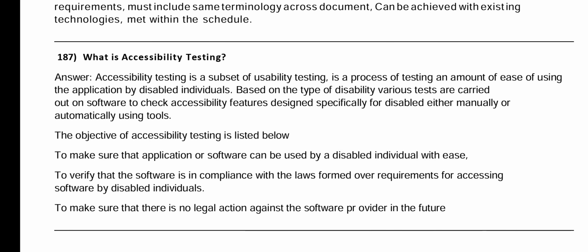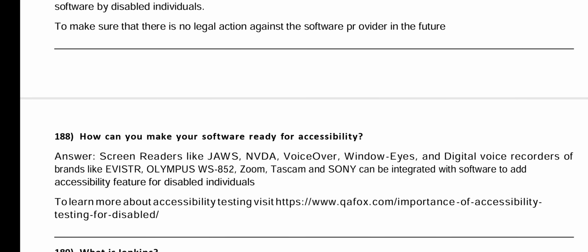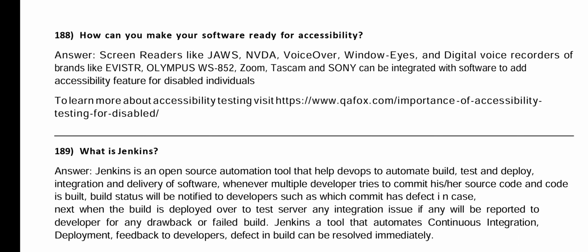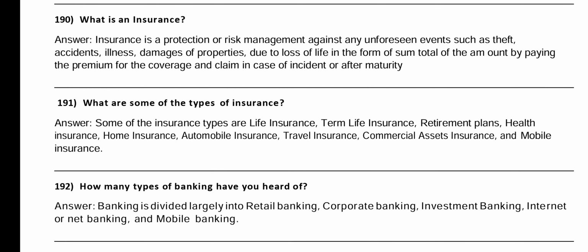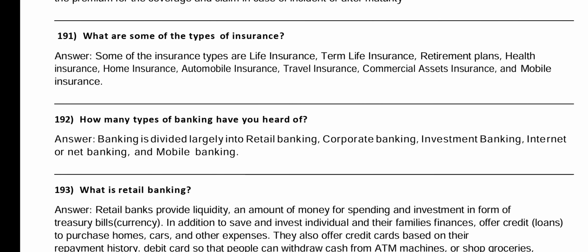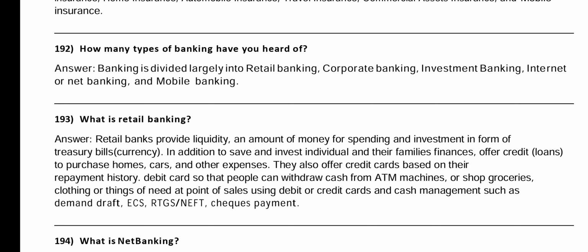What is accessibility testing? How can you make software ready for accessibility? What is Jenkins? What is an insurance? What are some of the types of insurance? How many types of banking have you heard of?